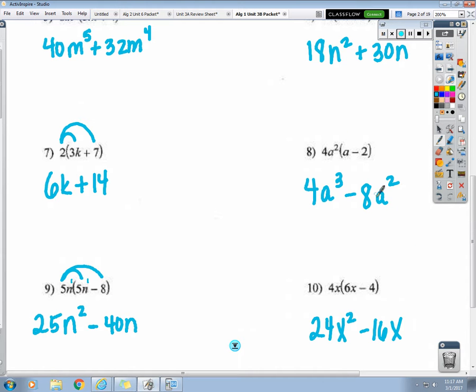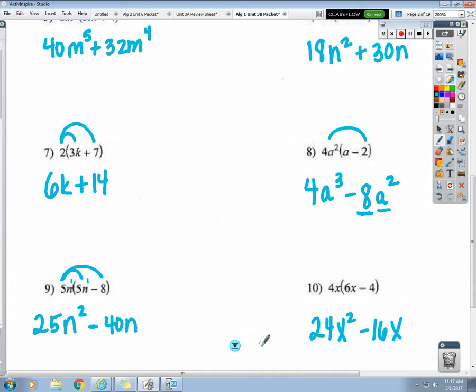This one? Because when I distributed the 4a squared times the negative 2, 4 times negative 2 is negative 8. A squared has nothing to multiply by, so it just comes down. Does that make sense? Okay, once you've checked those, go ahead and turn to page 2.